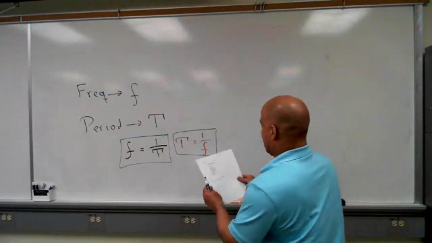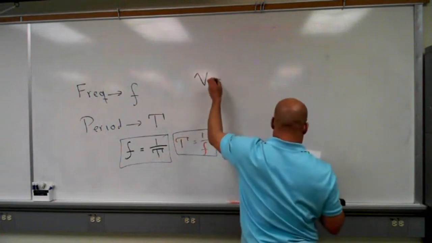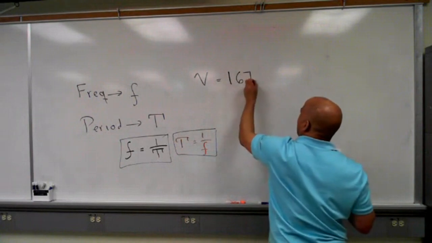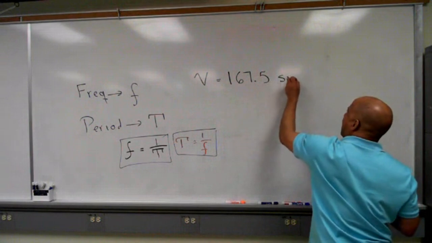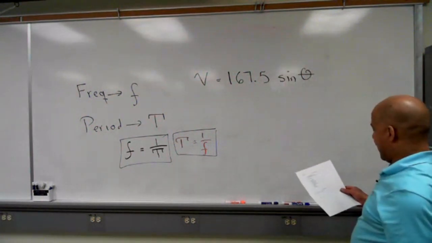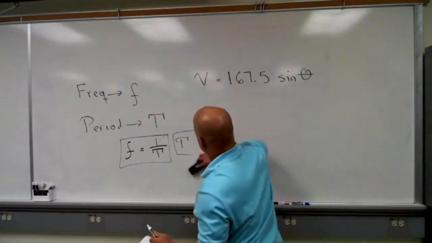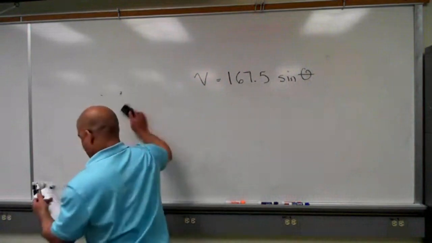The problem is: the instantaneous voltage is equal to 167.5 sine theta. And what they want you to find, given this expression, is a couple of things.